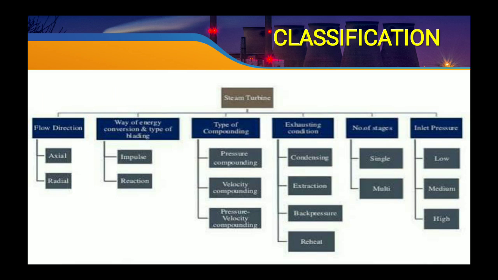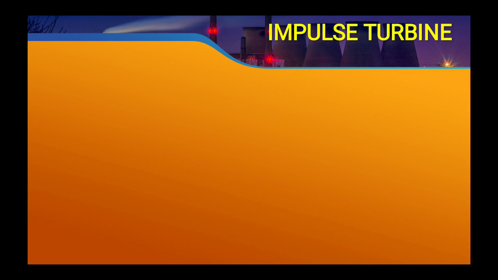In our discussion, we are going to discuss the classification of steam turbine according to the way of energy conversion and type of blading. That is, number 1 is the impulse turbine and number 2 is the reaction turbine. So number 1 is the impulse turbine.